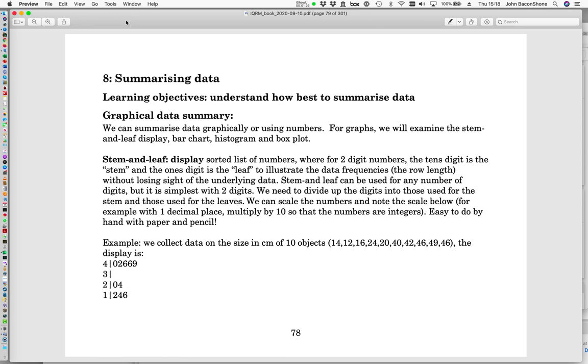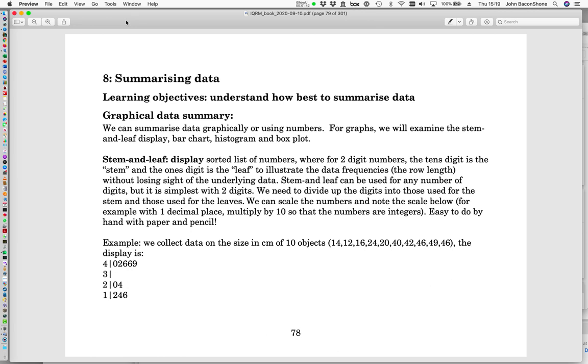So if you were out in the field collecting data and you didn't have your computer with you, or your phone was running short of battery life, you don't need to use a phone or a computer. You can just use paper and pencil.